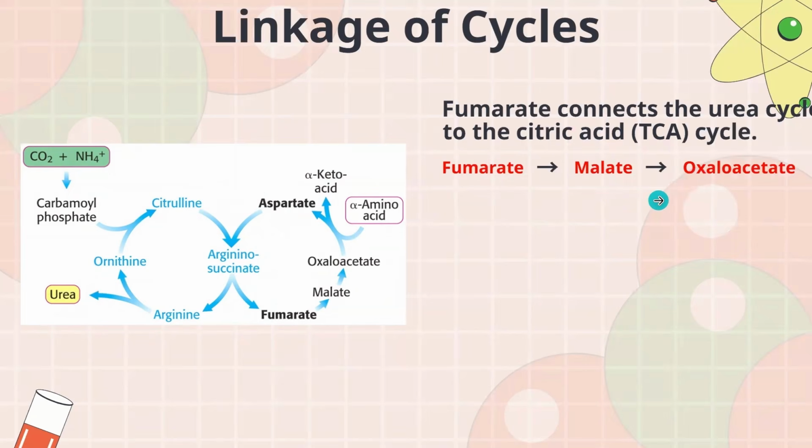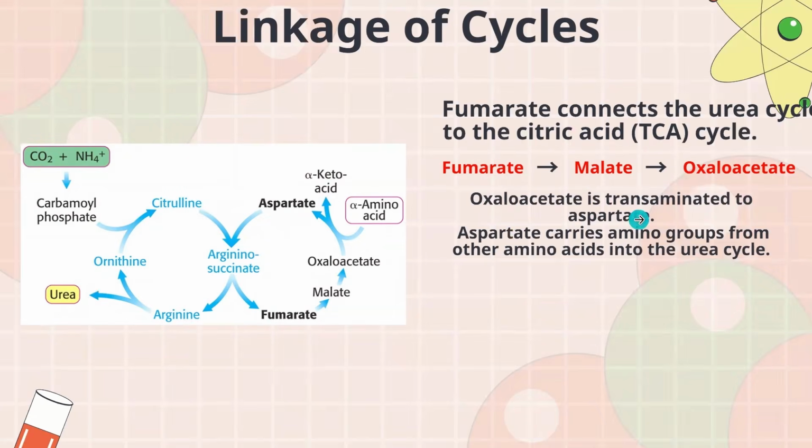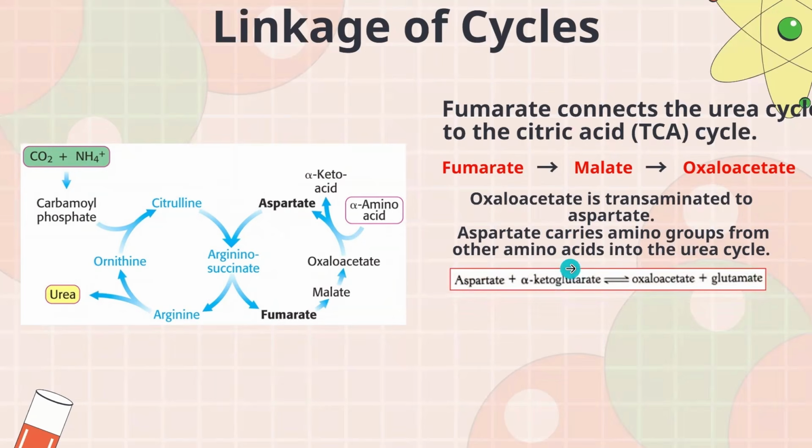And then oxaloacetate is transaminated to aspartate, and the aspartate carries amino groups from the other amino acids into the urea cycle. So this is why I'm telling you guys, this is very important. Mainly, as I told you, if you remember, it acts on glutamate and oxaloacetate to synthesize aspartate and alpha ketoglutarate, not the opposite. And alanine forms glutamate mainly and pyruvate. However, here it works in the opposite direction. And this is again through ASTs.